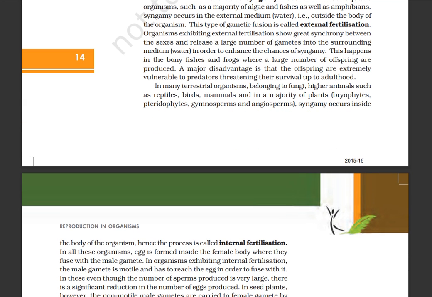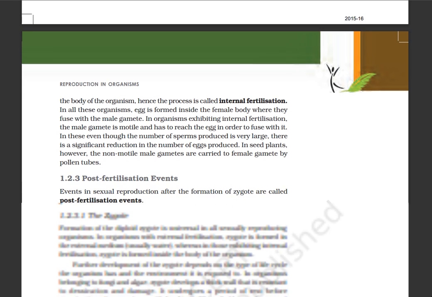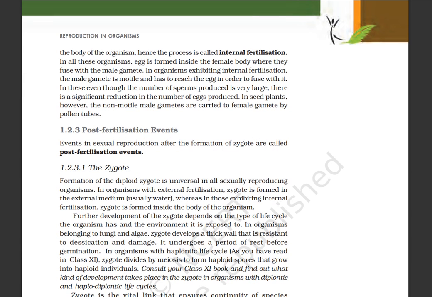In many terrestrial organisms belonging to fungi, higher animals such as reptiles, birds, mammals, and in a majority of plants, bryophytes, pteridophytes, gymnosperms, and angiosperms, syngamy occurs inside the body of the organism, hence the process is called internal fertilization. In all these organisms, the egg is formed inside the female body where it fuses with the male gamete.